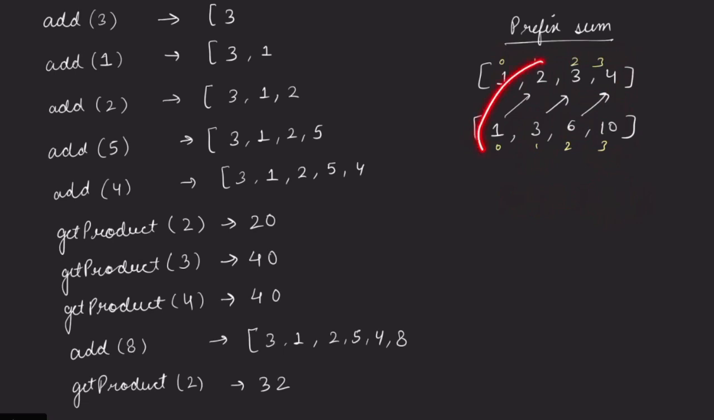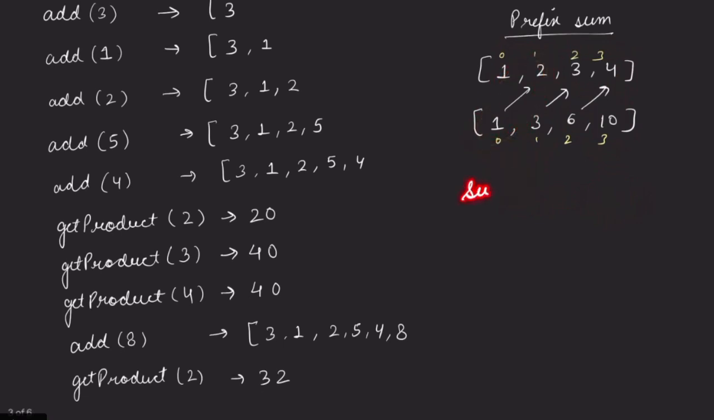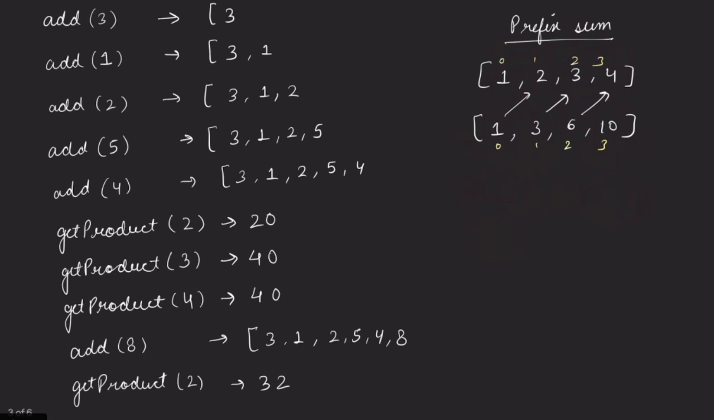So instead of doing sum over here, we will do the product. And when we need to find the answer, then instead of doing subtraction, we will do division. We will divide it, right? So let's solve it again.